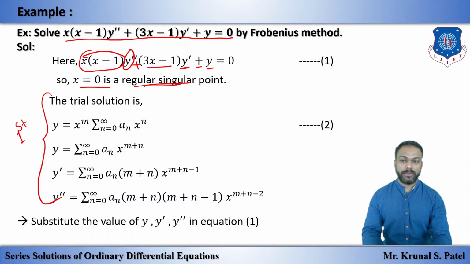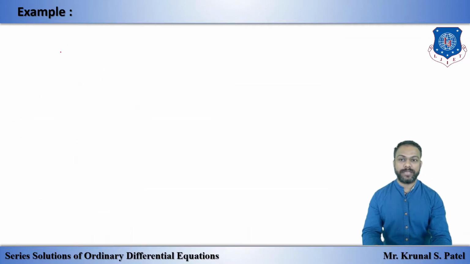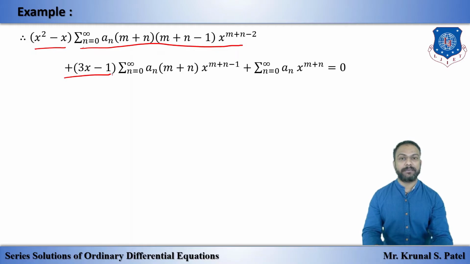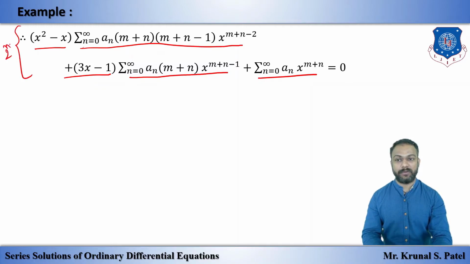If we expand this bracket, we have x square minus x as it is. This is our y double dash, plus 3x minus 1 as it is, this is our y dash, and plus y is equal to 0. So this is our 3 terms. Term number 1. Now as I told, this is substitution, our second step.